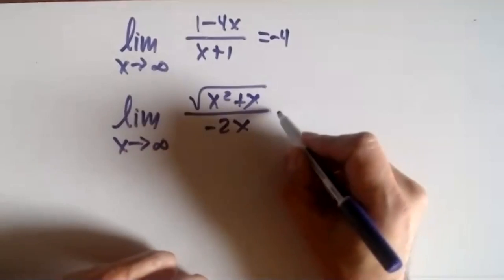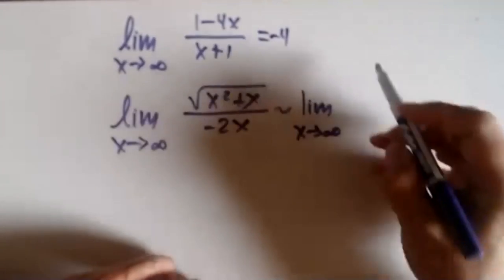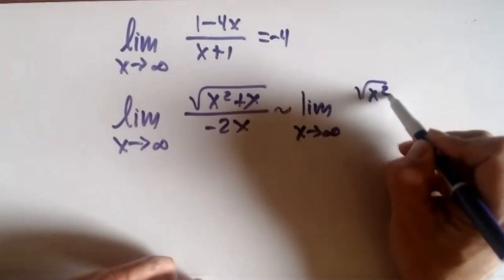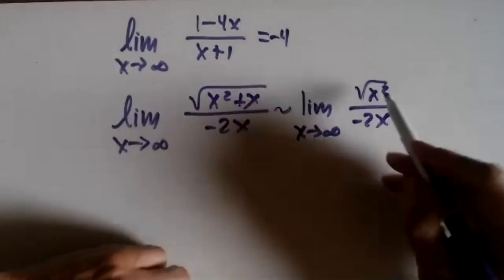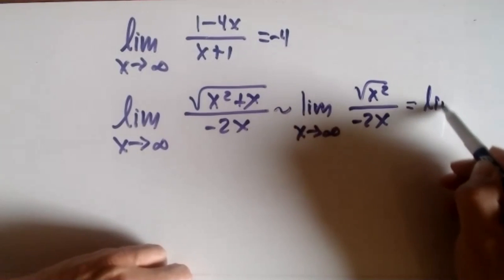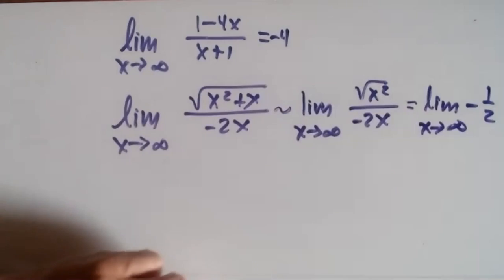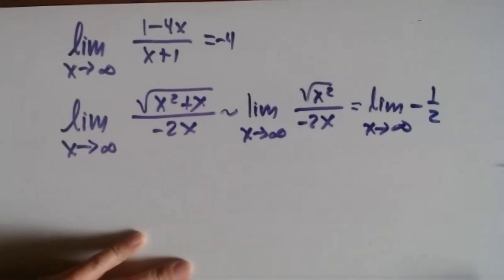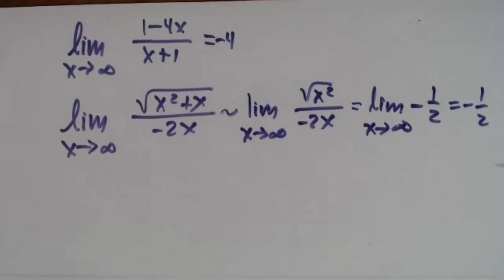So, let me just do the thing. Limit at infinity, you have a square root of x squared, correct? Minus 2x. And then you cancel this square root. It cancels out. So this is x over x. So this is the limit at infinity of -1/2. And the limit of a constant is the constant. Ahí está.